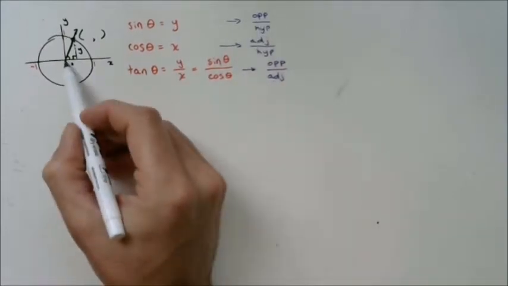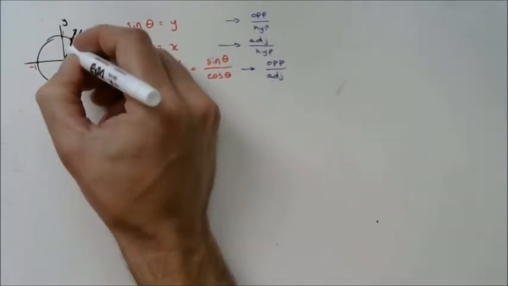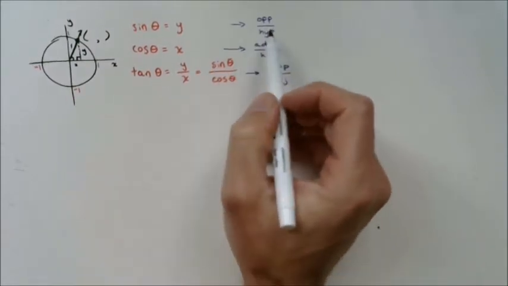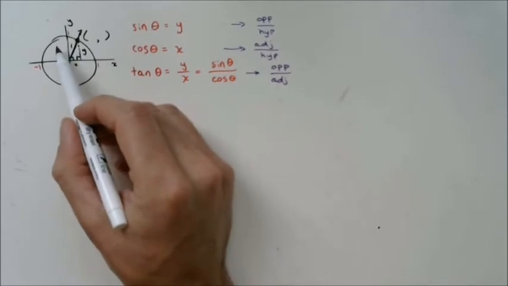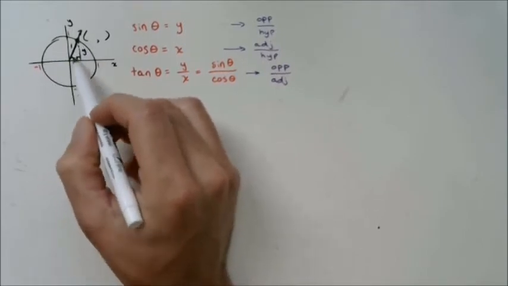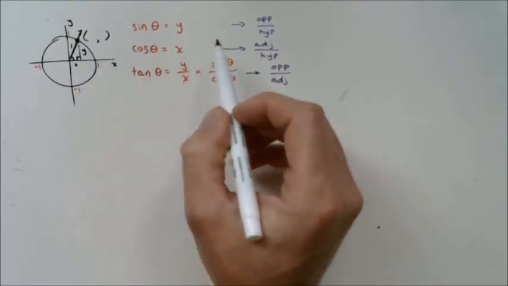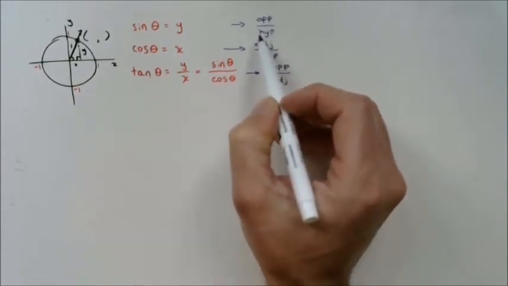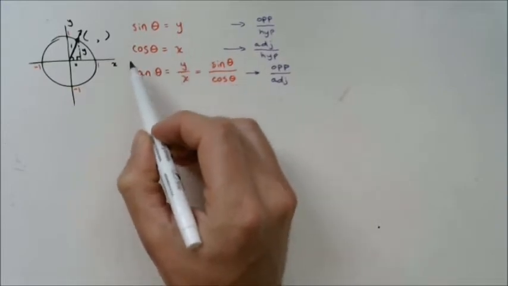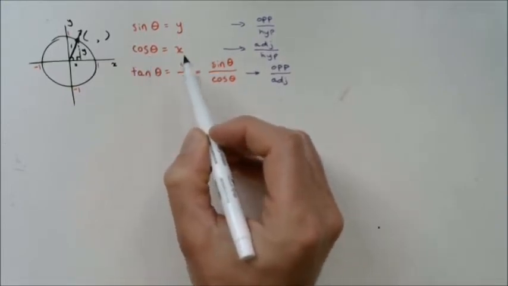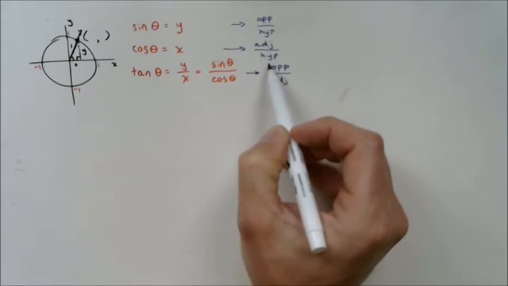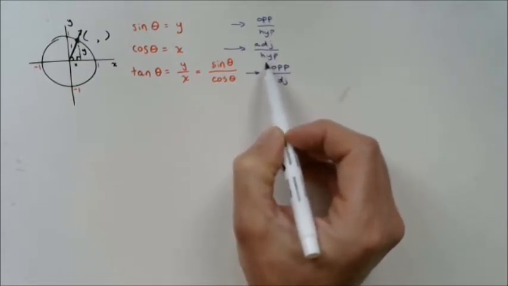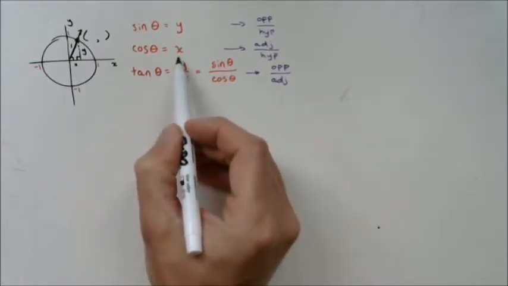It's true, we have opposite over hypotenuse, but we remember that the hypotenuse is always 1. So when we're doing this, and we have our unit circle, and we have an angle and a triangle drawn here, then the sine ratio, opposite over hypotenuse, is just opposite over 1, which is just opposite, which is just y. Same thing with cos of theta. It's adjacent over hypotenuse. Hypotenuse in the unit circle is always 1, so it's adjacent over 1, which is just adjacent, which is x. So there we have it.